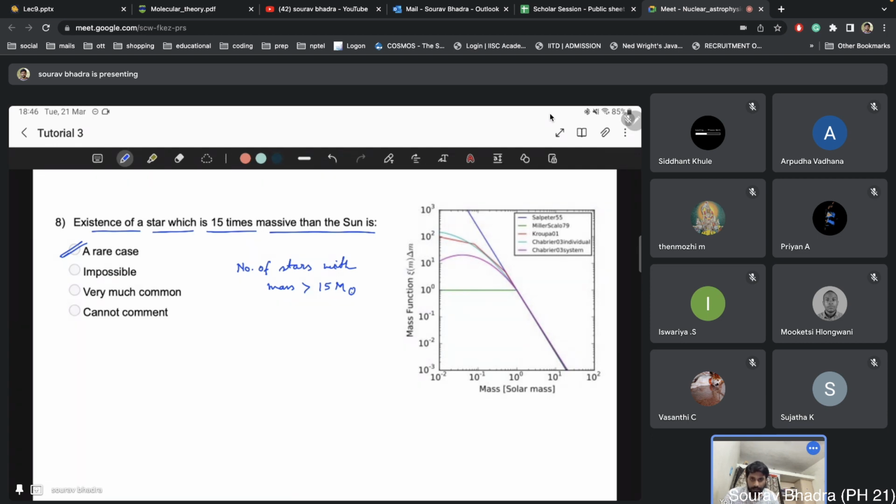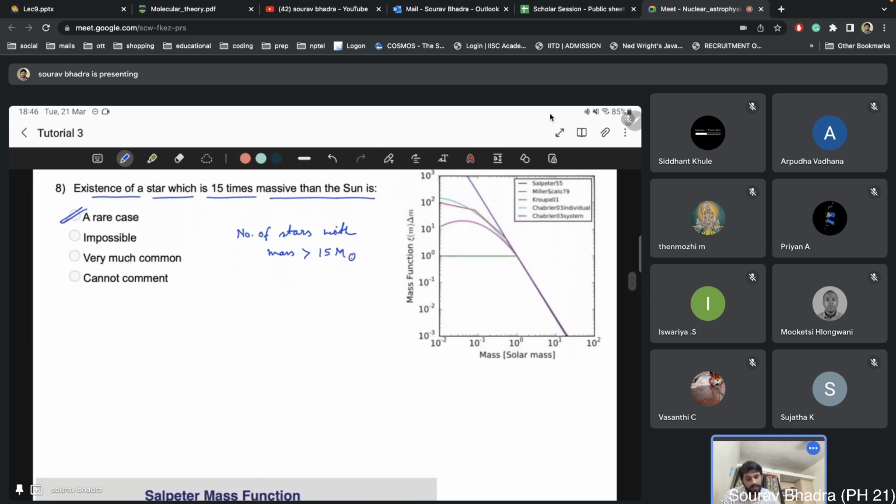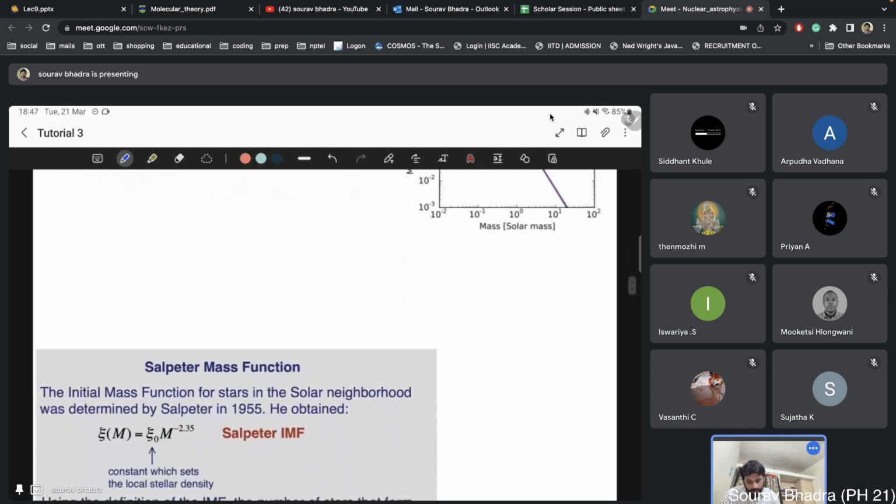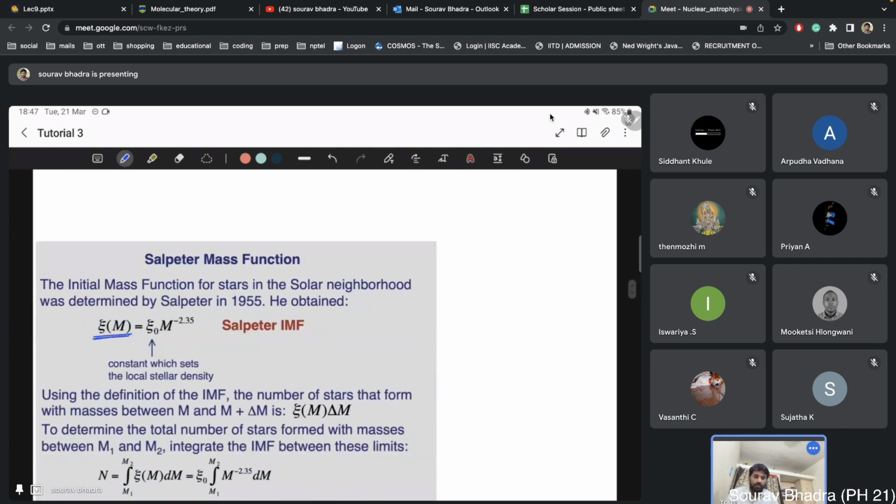Now I will give you a small idea of how we calculate it. This is the Salpeter mass function, which tells you how the number of stars varies with their mass. So this denotes the number of stars with a mass m, and it varies as m to the power minus 2.35. It is called the Salpeter mass function.